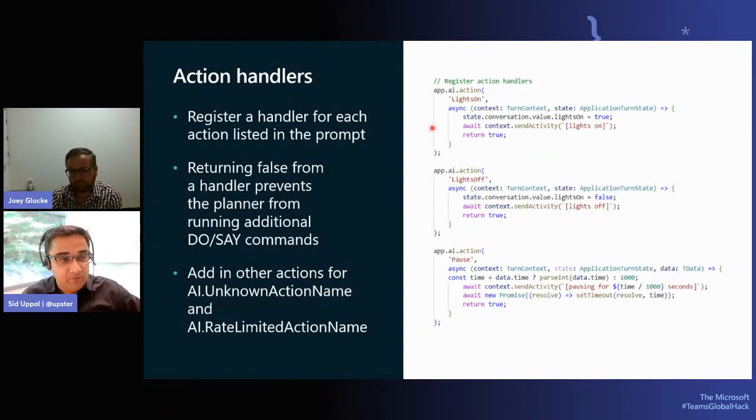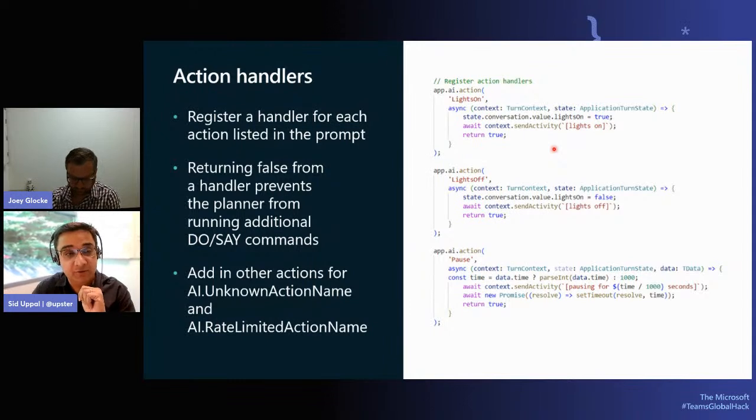So here are the examples. This is how you would say if app.ai.action lights on. This is the code I want you to execute. And in this case, we are posting the message into the conversation with the user. But this is where you could actually use some sort of smart lights API to actually turn lights on or off if that's what you were building.